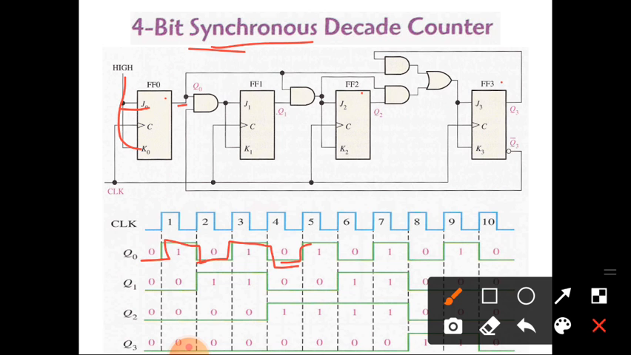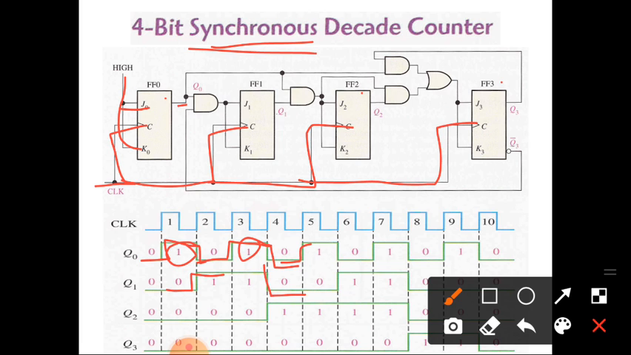This is a synchronous counter, so a single clock pulse is given to every clock input of the flip-flops. Then second, Q1 changes when Q0 is equal to 1. On the next clock pulse, Q1 changes. So here, on the previous clock, Q0 is 1, then on the next clock pulse, Q1 changes.